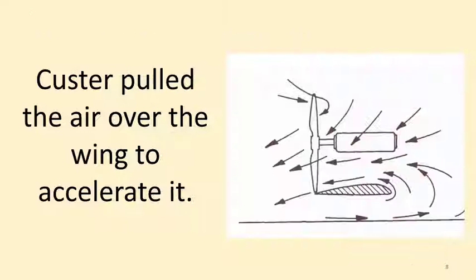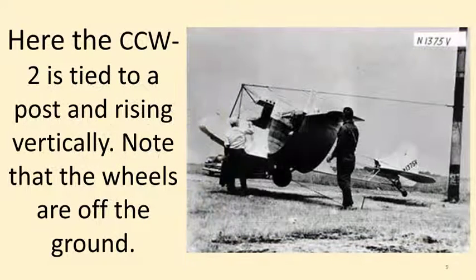And what he's doing is, even when the airplane's not moving forward, there's a high velocity air over the airfoil section giving him lift. And this is really shown very well in this photograph, where an empty Custer Channel Wing has its wheels off the ground. Now I did some calculations on this, and he had a headwind, but he's definitely generating lift equal to the weight of the aircraft.